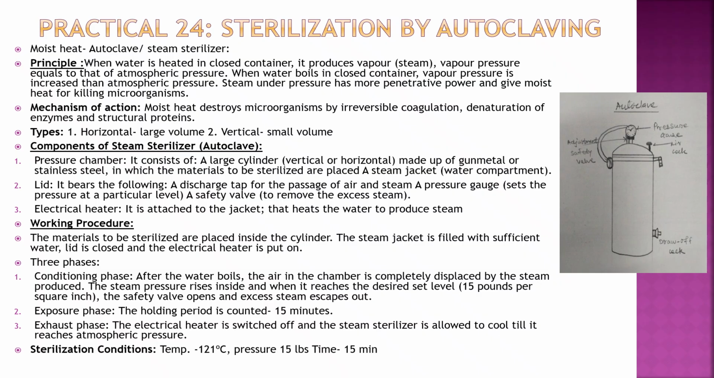The working procedure: the materials to be sterilized are placed inside the cylinder. A steam jacket is filled with sufficient water, and then the lid is closed with the help of clamps, and the electrical heater is put on. Now there are three phases. First is the conditioning phase, second is the exposure phase, and third is the exhaust phase. In the conditioning phase, you have to give conditions of temperature, pressure and time. That is temperature 121 degrees Celsius, pressure 15 lbs and time 15 minutes.